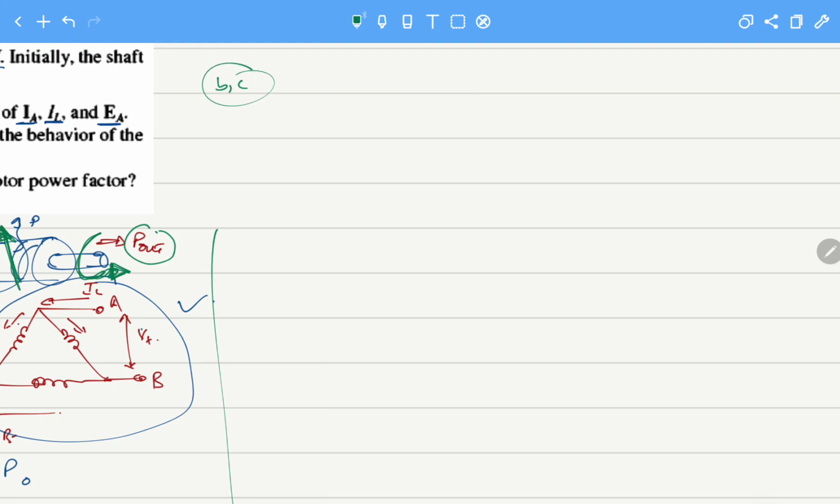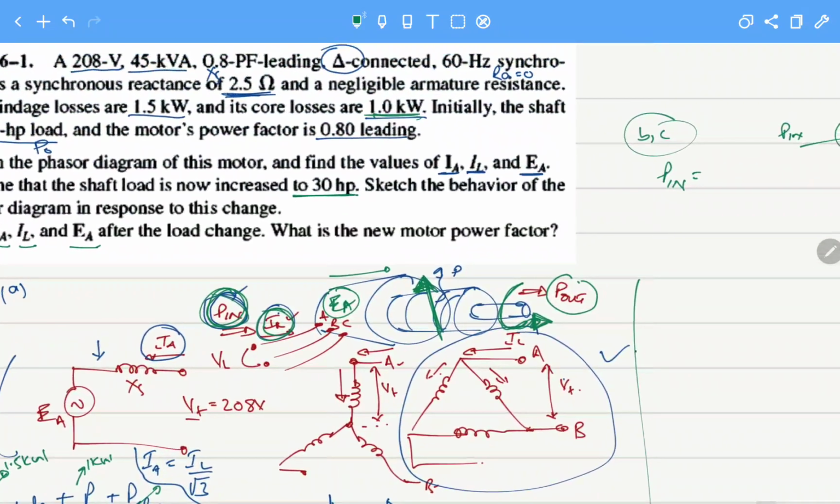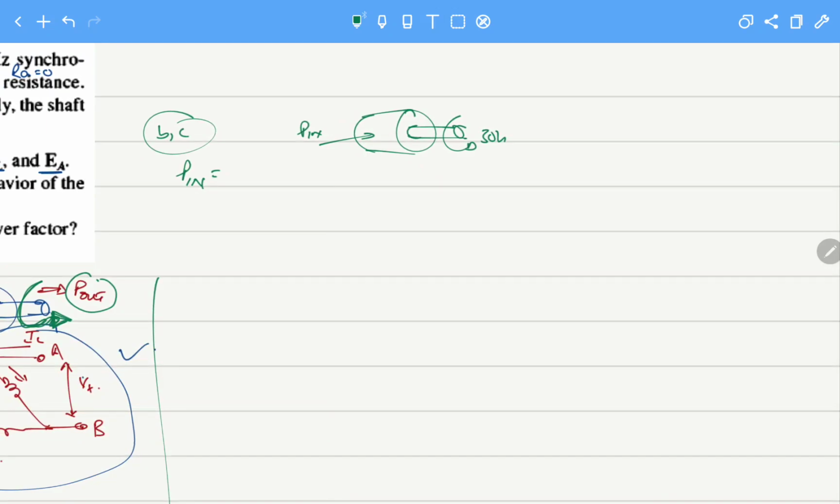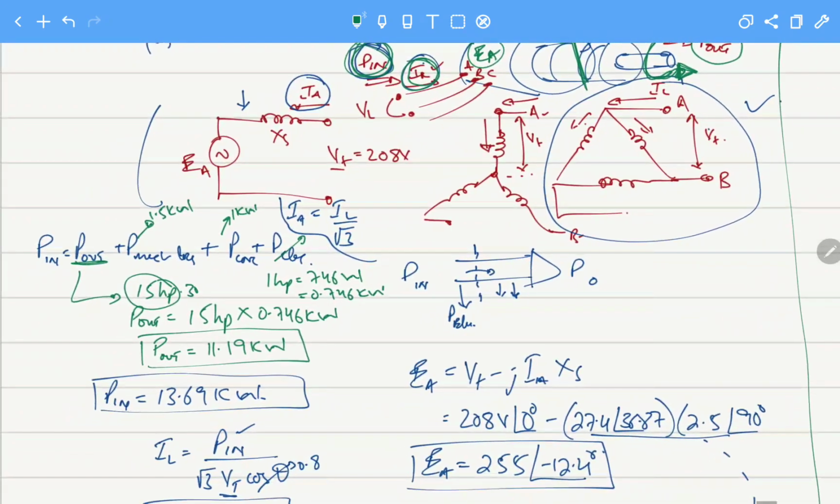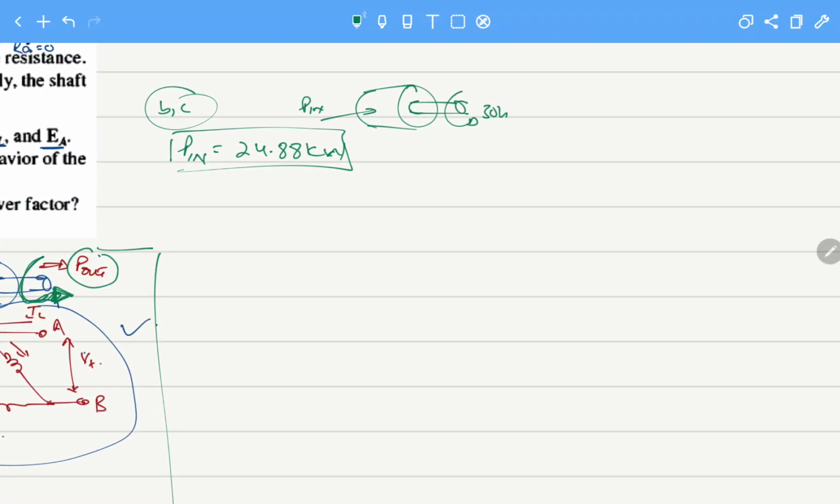Here is our motor, and its output power has increased, so the input power to the machine must also increase, as we calculated previously. In that case, output power has increased from 15 to 30. So that's how we will calculate, and this will become 24.88 kilowatts. Previously it was 11.19, and here it is 24.88. The mechanical losses and other losses remain the same.